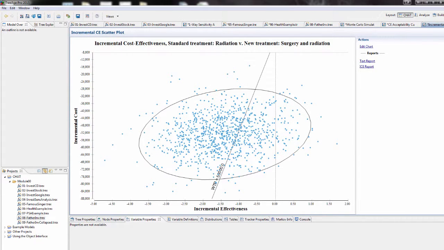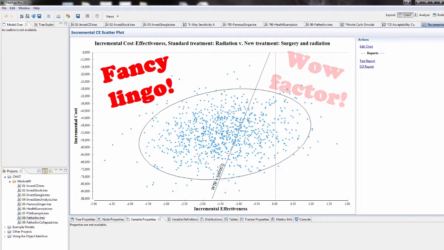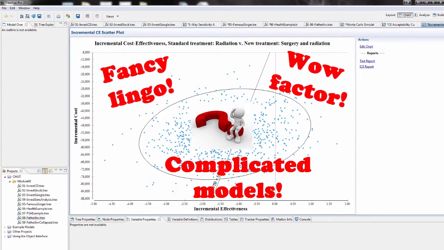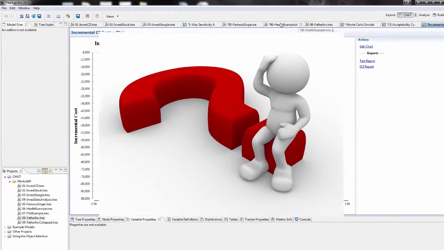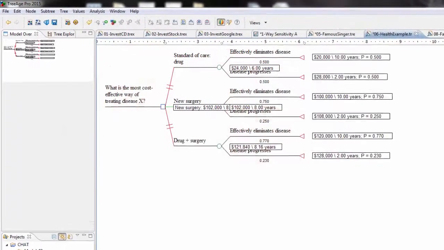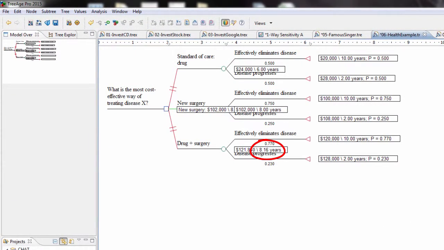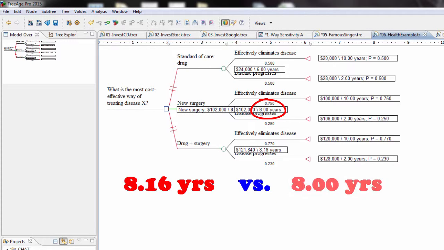A very natural question you might be asking yourself is, despite all this fancy terminology and software, why is all of this even important? Why do we even consider costs? In our example, the drug plus surgery strategy was the most effective. Here, on average, it extends life 8.16 years. The surgery alone only affords 8 years exactly. We should want the most effective treatments and interventions, period.